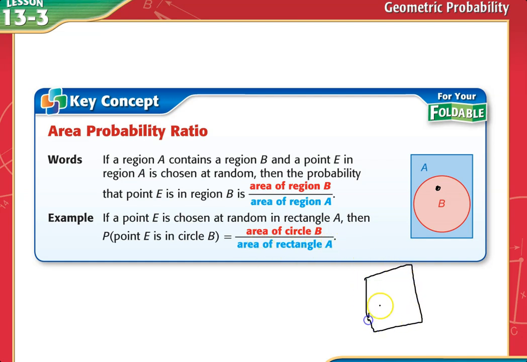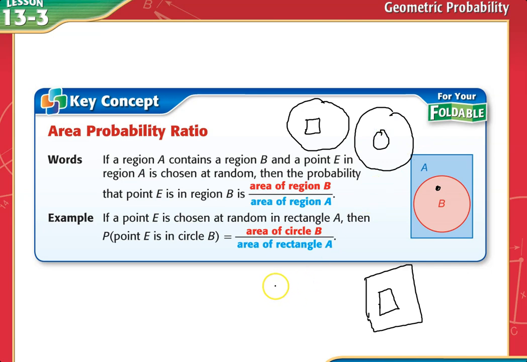So this can work for anything. You could have a rectangle inside a rectangle. So that'd be the area of the small rectangle on top divided by the area of the large rectangle, and so on. Or you could have a circle with a rectangle in it. Or you could have a circle with a circle in it. So we're going to take the area of the small region divided by the area of the big region.